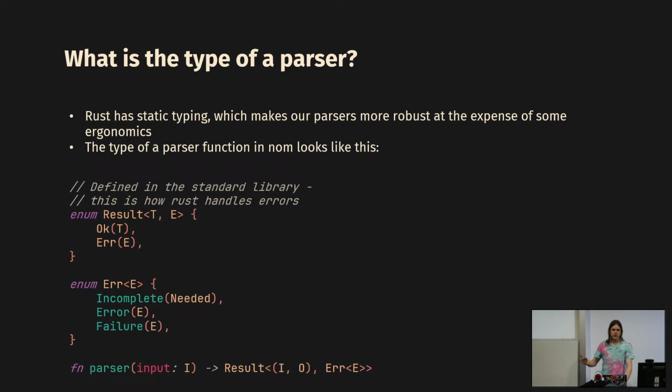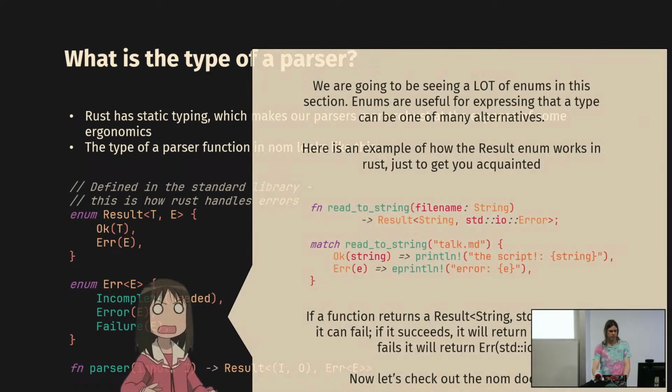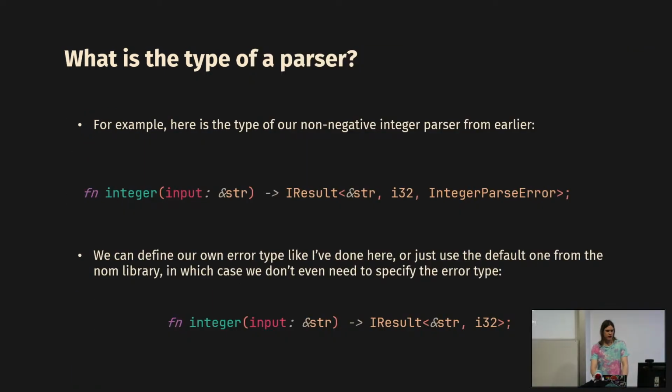So, for example, get out of here, Osaka. Here is the type of our non-negative integer parser from earlier. So we're returning, oh, this should be U32 because non-negative, unsigned 32-bit integer. It doesn't matter.